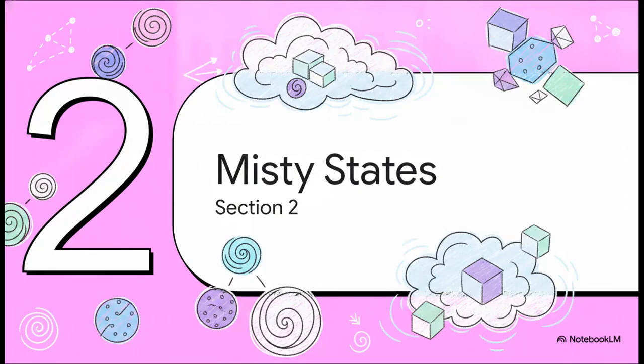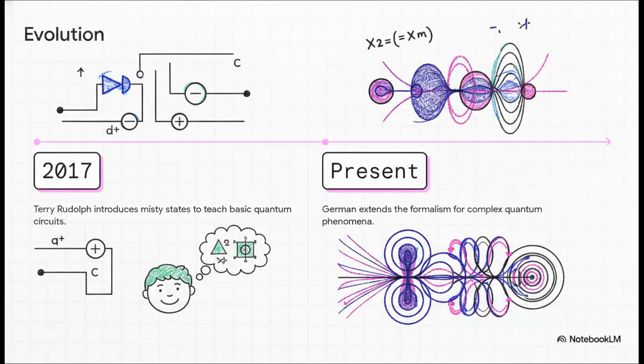Which brings us to Section 2, Introducing MISTY States. The evolution of this idea actually kicks off back in 2017. Researcher Terry Rudolph introduced this concept of MISTY states with a really noble goal, which was creating an elementary system to teach the basics of quantum circuits to middle and high school students. Fast forward to today, and Dan Adrian German has taken Rudolph's educational tool and significantly expanded the formalism to handle some seriously complex quantum phenomena.